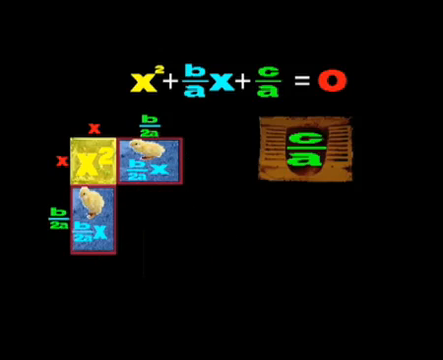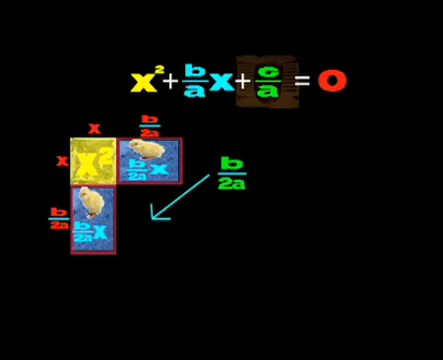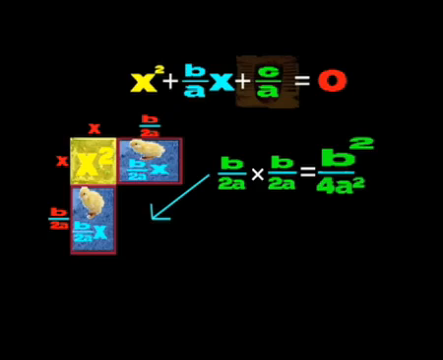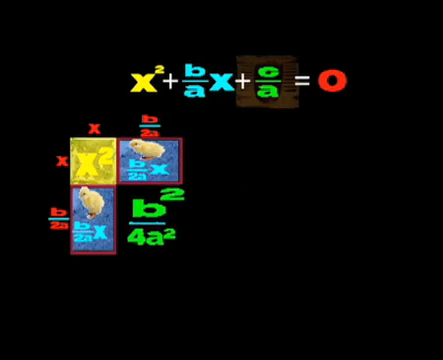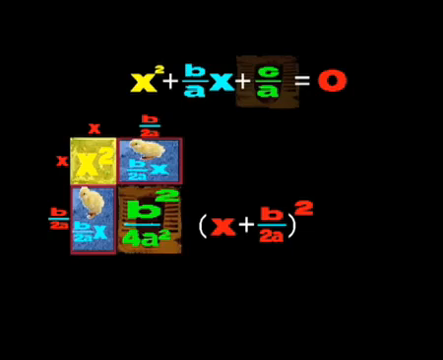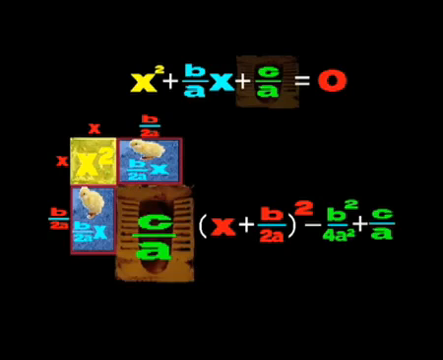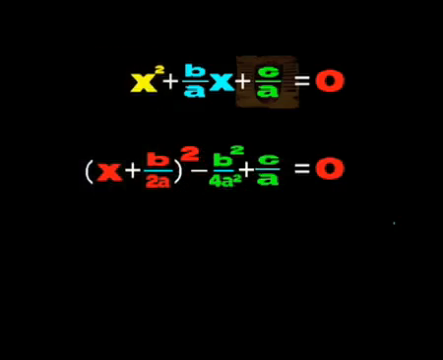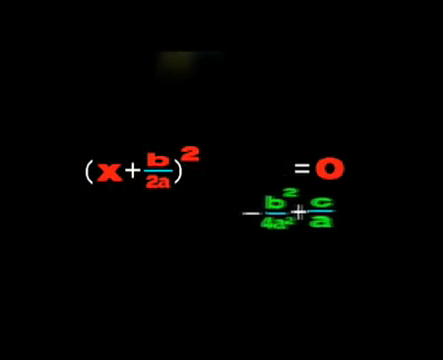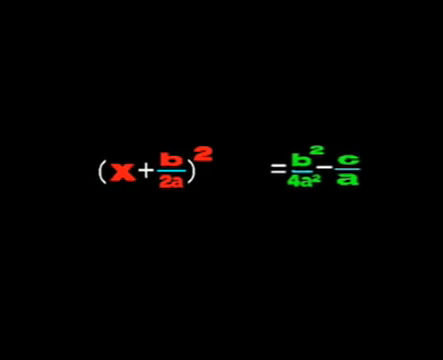If I put my C over A dunny aside, to make a square I would need a dunny of size B over 2A. Its area would be B squared over 4A squared. This makes a perfect square of side x plus B over 2A. To change this to quadratic, I take away the perfect dunny and replace it with my C over A. Having written the equation in the complete square form, I can now solve it. I bring my dunny to the right hand side.